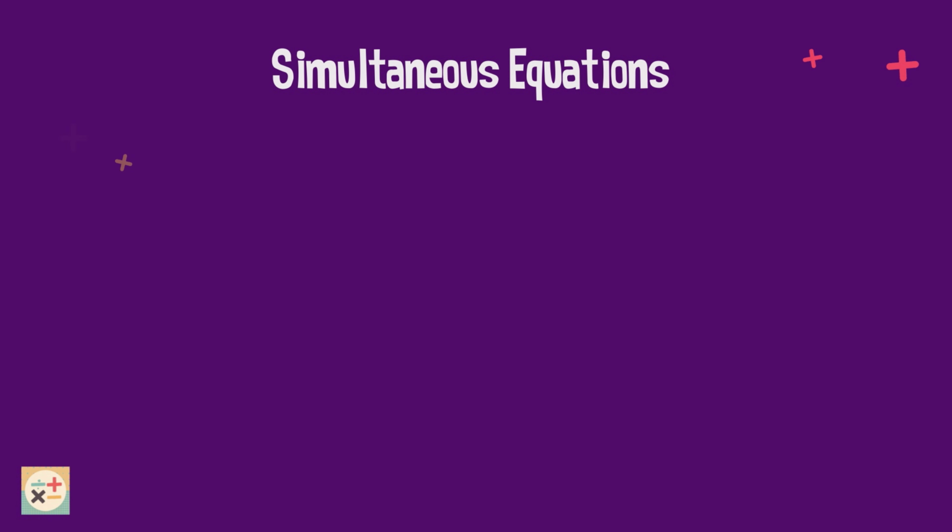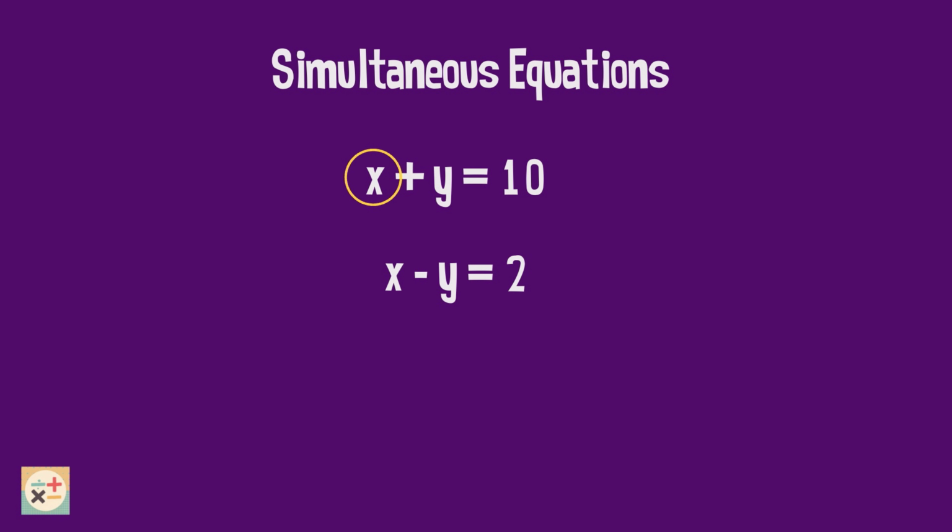Simultaneous equations are two equations with two unknowns, as seen in the example here. The unknowns are usually x and y. We need to find values of x and y that work in both equations. Let's work on this example.